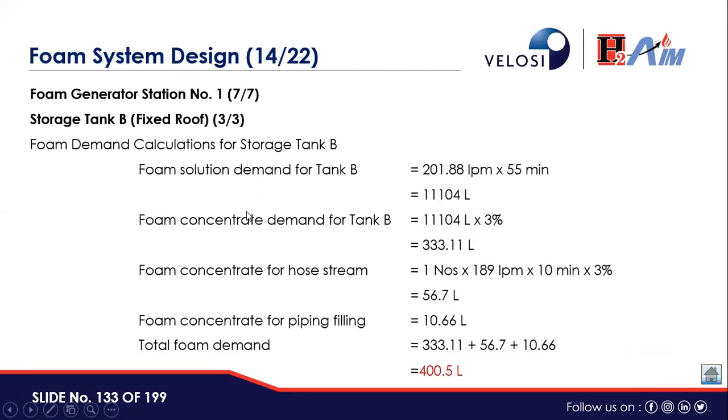LPM. And now the foam demand calculation for the foam solution demand. Similarly, the foam concentrate demand for tank B, for the hose stream, and for the piping filling can be calculated, and the total will be 400.5 liters. The total demand of the foam is 400.5 liters.